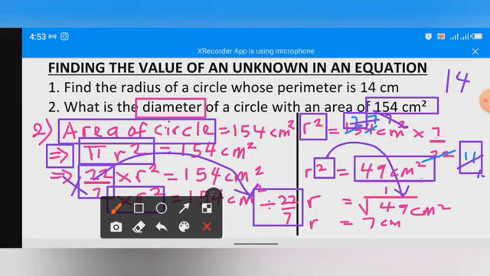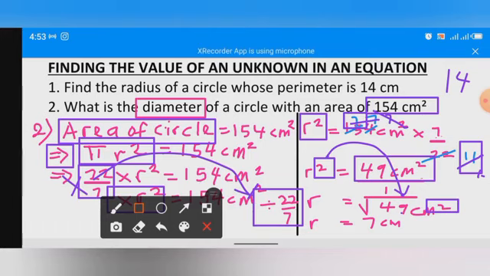So our squared comes here to become square root. Now what's the square root of 49? 7 centimeters. The square root of centimeter squared is centimeter, that's why there is no squared here again. Now our radius is 7 centimeters.